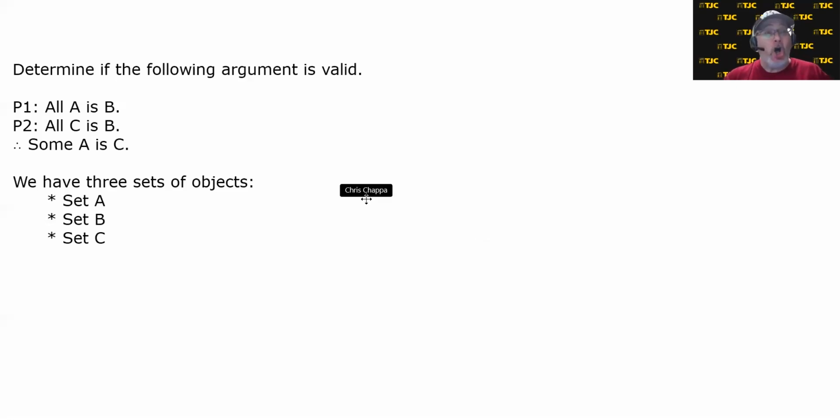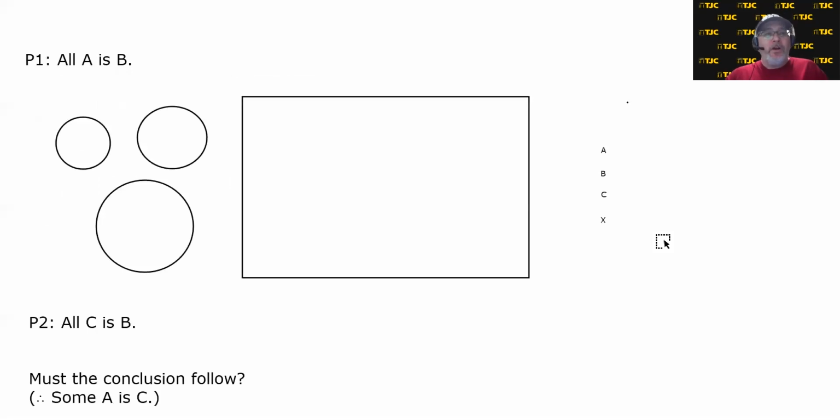Premise 1, all A is B. Premise 2, all C is B. Conclusion, therefore, some A is C. We clearly have 3 sets of objects, set A, set B, and set C. All right, premise 1, let's see if we can illustrate it. All A is B. What type of statement is that? Well, it's universal and it's affirmative. It's a universal affirmative.